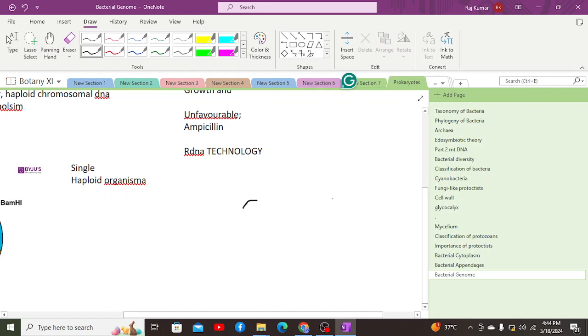Let's suppose we want to synthesize insulin. In order to synthesize insulin, we need a particular organism's gene, the gene which is responsible for the synthesis of insulin within an organism. That gene, which is of our interest and can provide us our desired product, insulin, is known as a gene of interest.